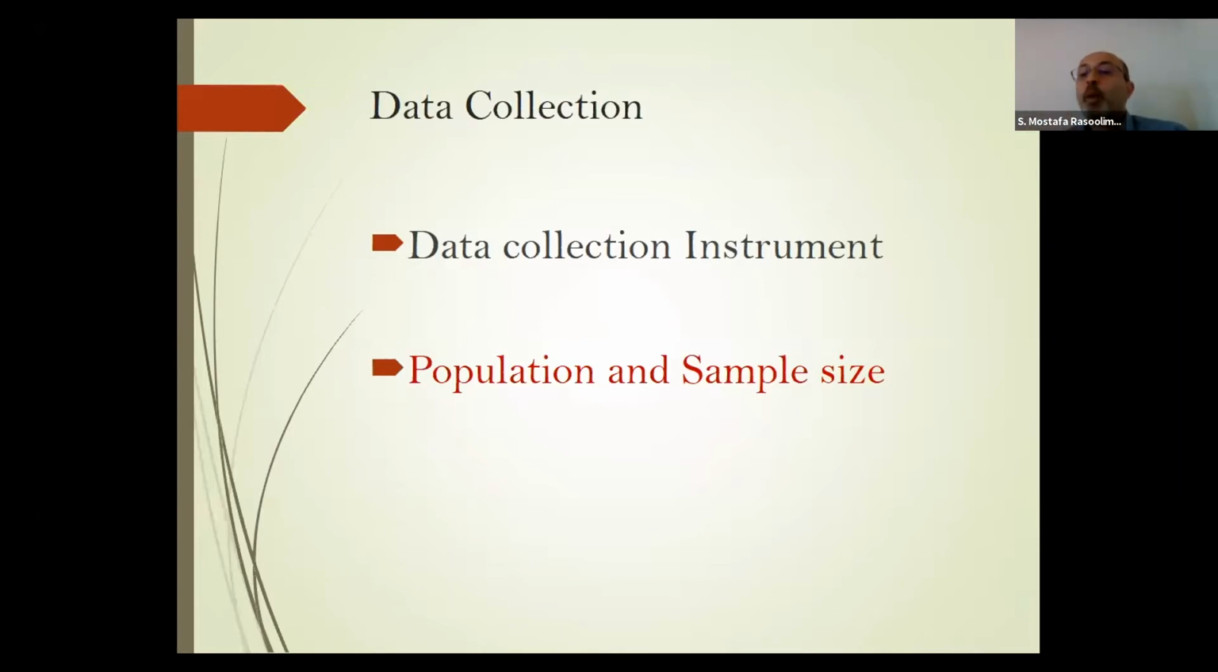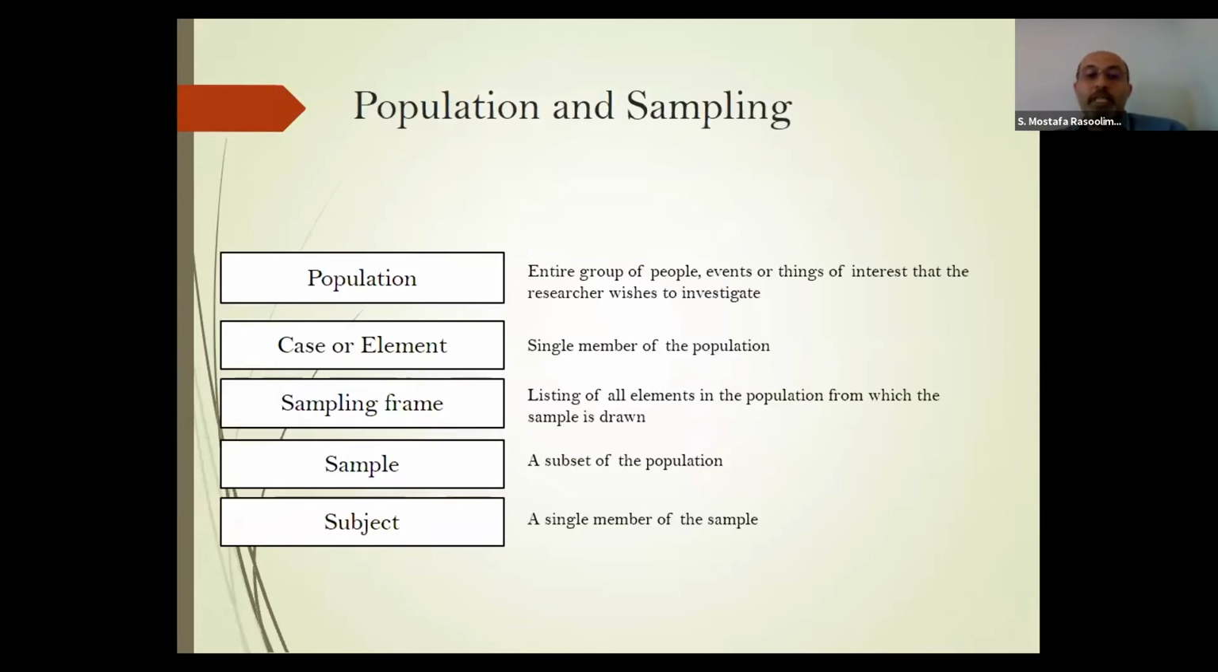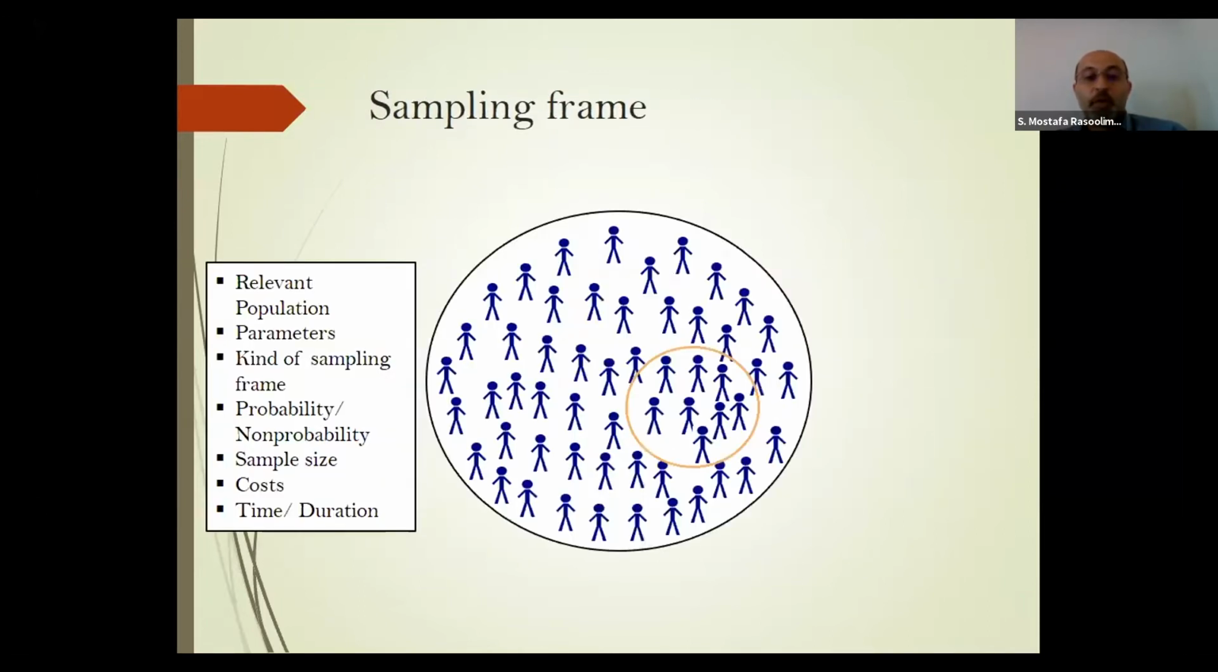Another part is population and sampling. It's very important for data collection. What's the meaning of population, sampling, and sample frame? Okay.